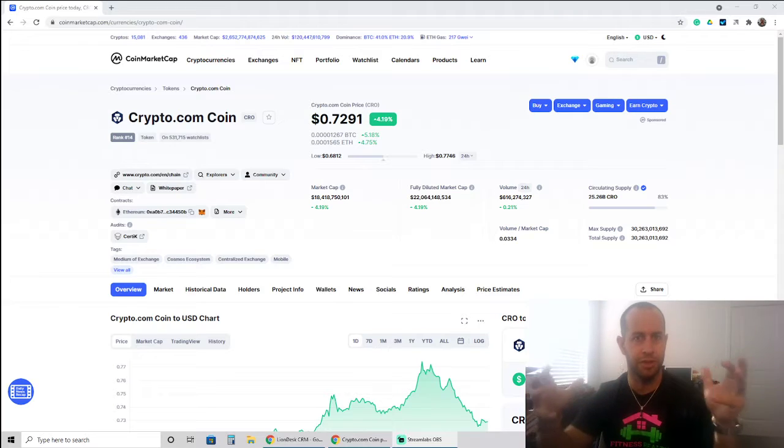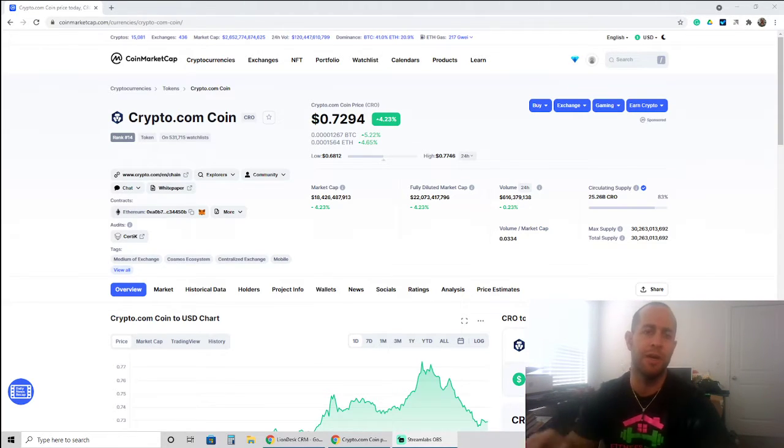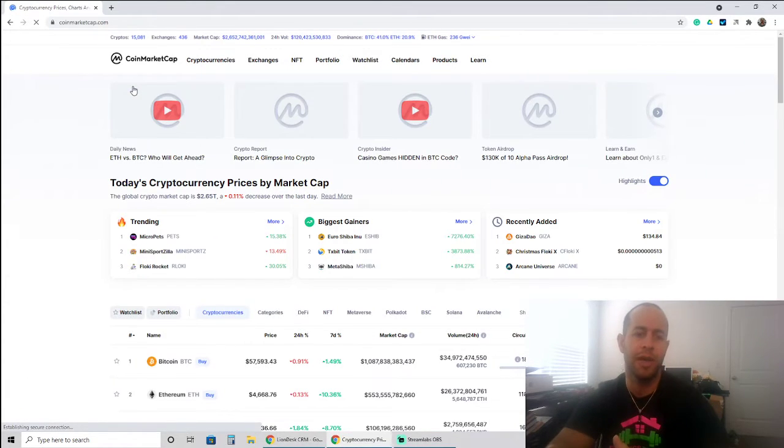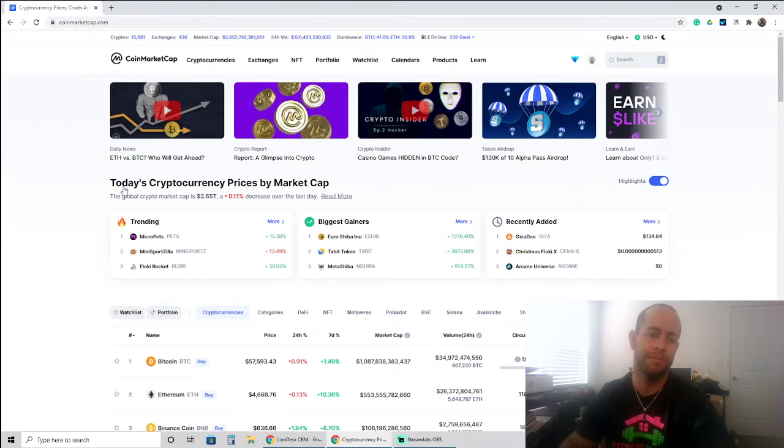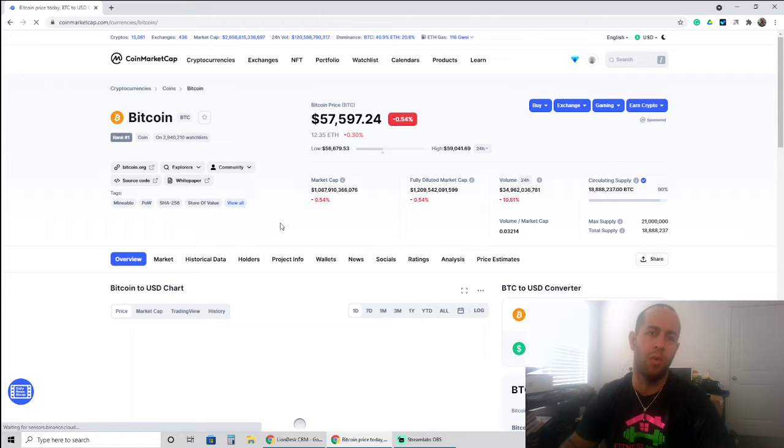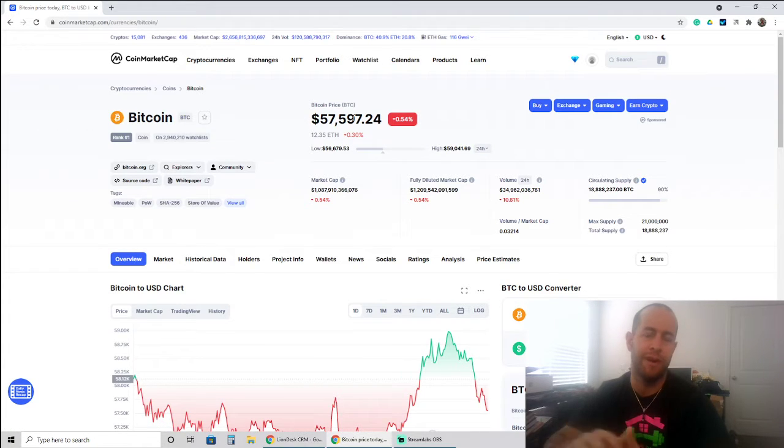A little diversification. Something I'm going to show here really fast is just the market cap. And by market cap, I mean how much money is in Bitcoin. So if you click on Bitcoin right now, one Bitcoin is 57,597 at the time of this shooting, which is pretty high, right?